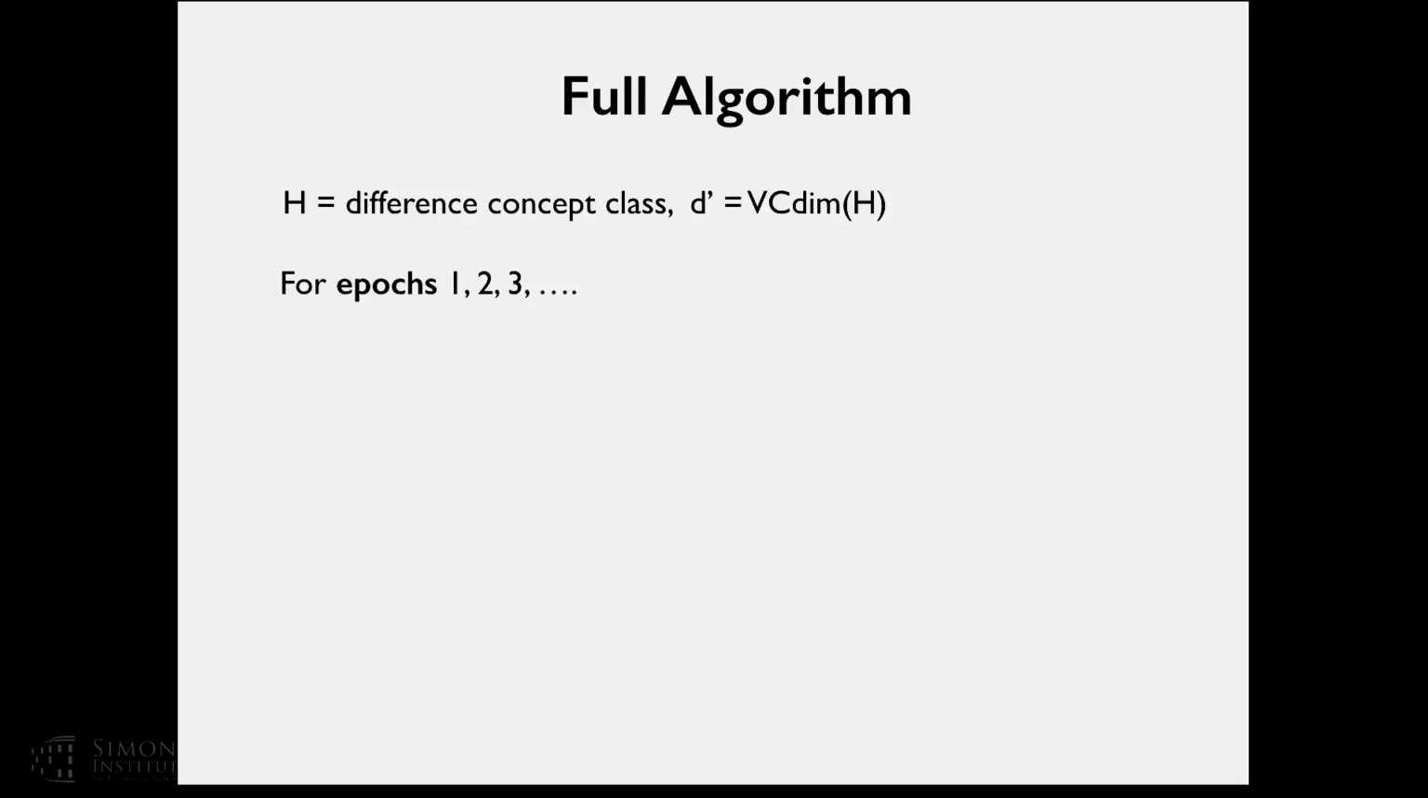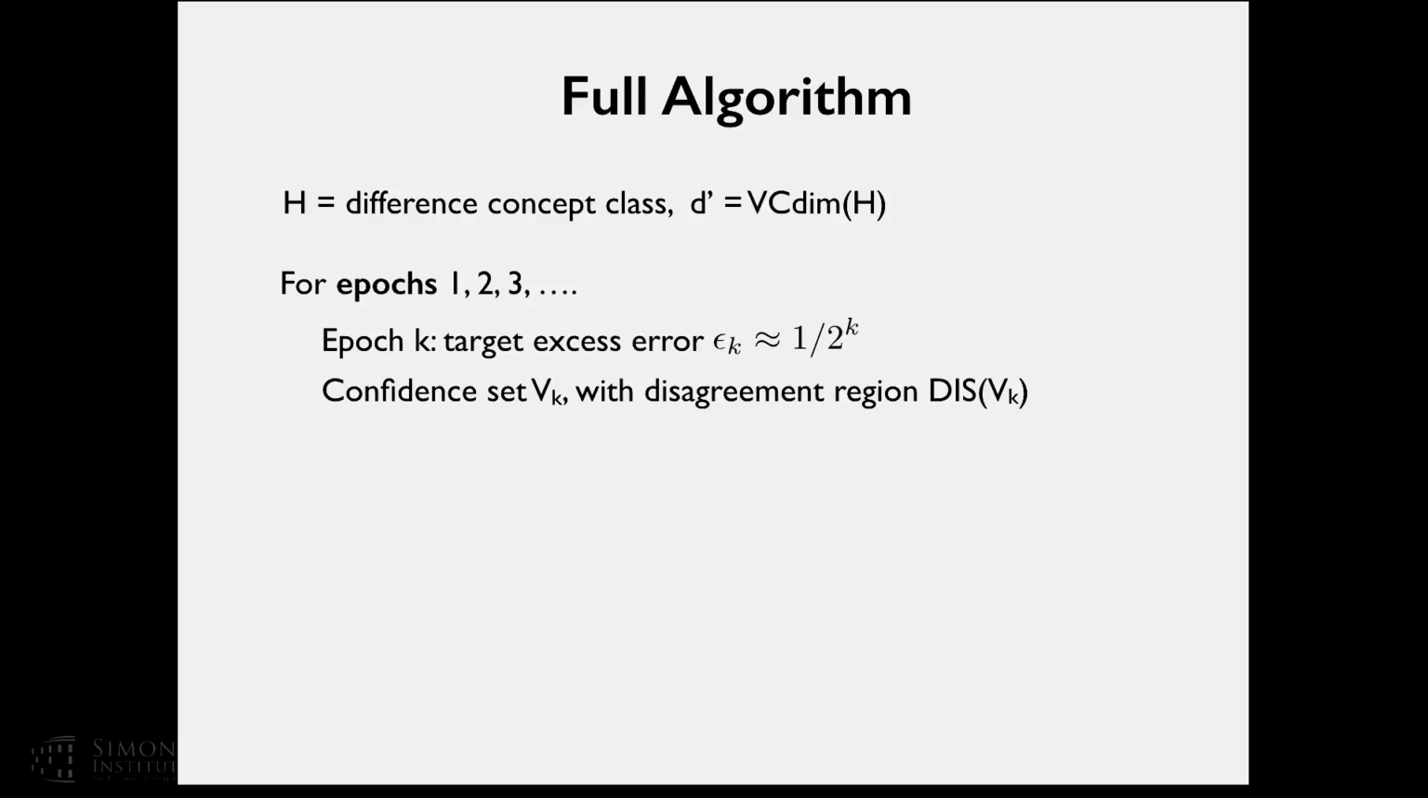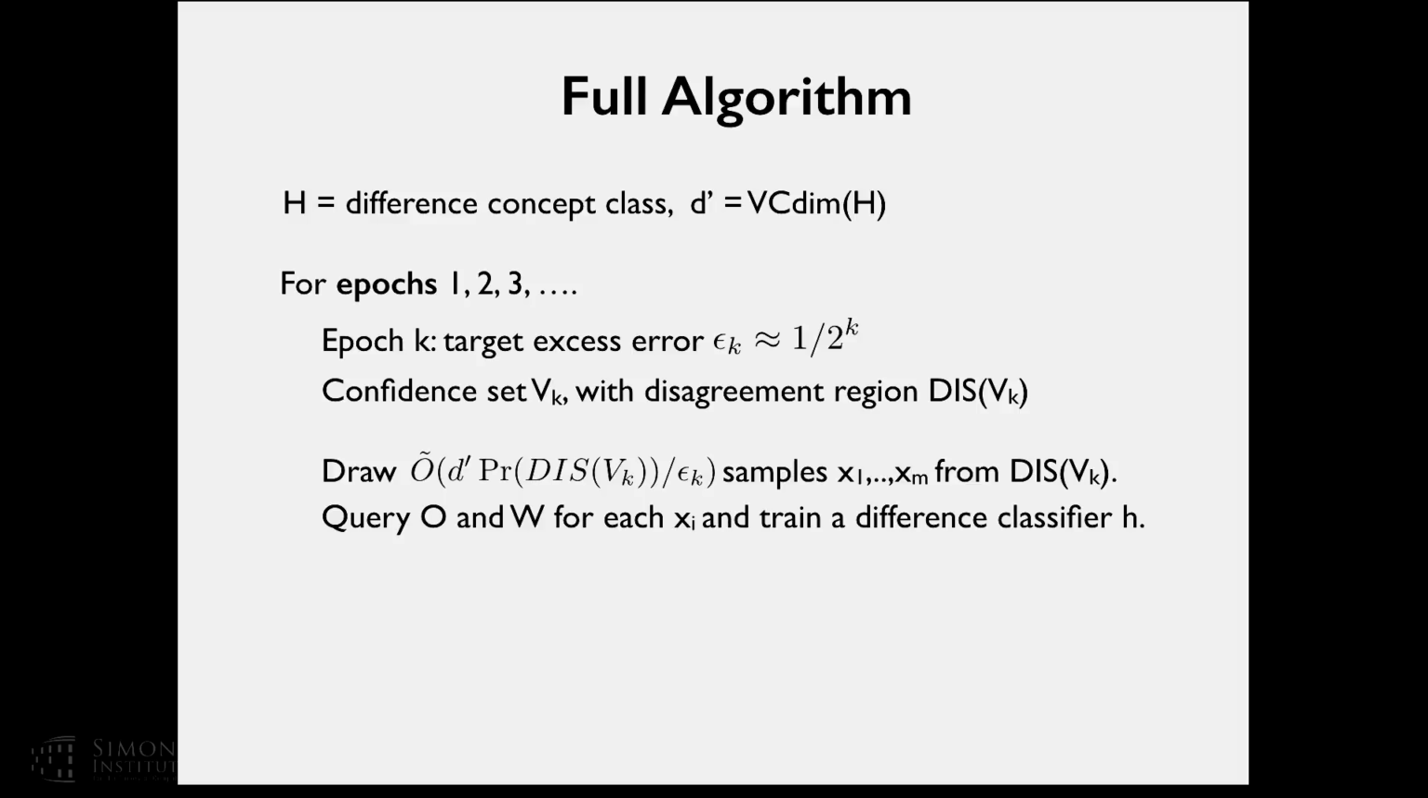Okay, and this gives us the full algorithm. So we do an epoch-based algorithm. In epoch k, we target excess error of epsilon k, which is about 1 over 2 to the k. We start out with a confidence set vk, which has disagreement region, disagreement of vk. And then we draw a certain number of samples from this region and query O and W, right? So don't worry too much about this particular number. Essentially, just the thing to keep in mind is this is just enough samples to get false negative rate epsilon k over that disagreement region.